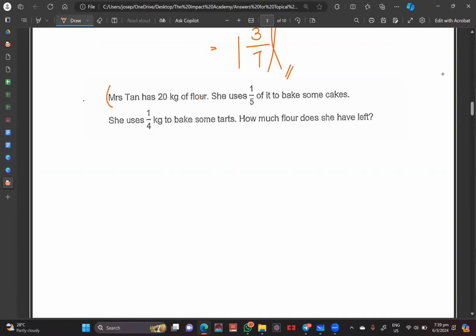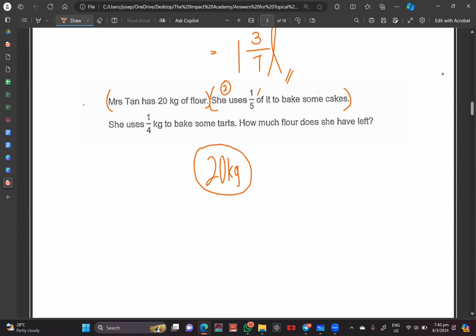Over here it says that Mrs. Tan has how many kg of flour? 20 kg. Okay, so I know that this is my whole, or this is my total. Okay, you read for me the second part. She uses 1/5 of it. When I see the word of, I emphasize on the word of. You understand? So I remember, okay, something I need to go and multiply. Don't you agree? Of it means the 20 kg, correct?